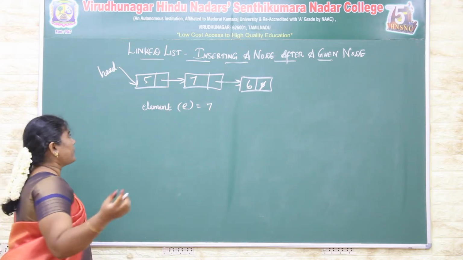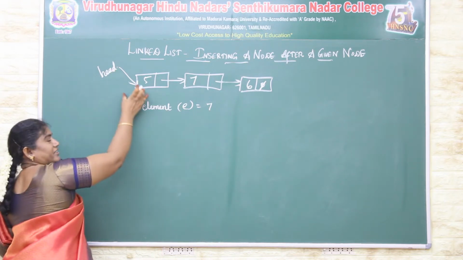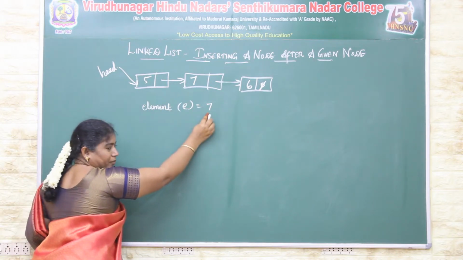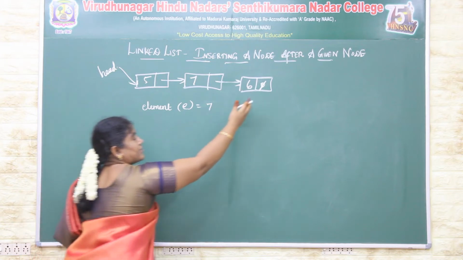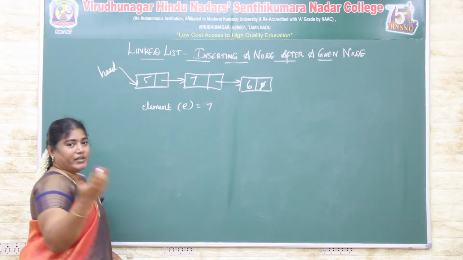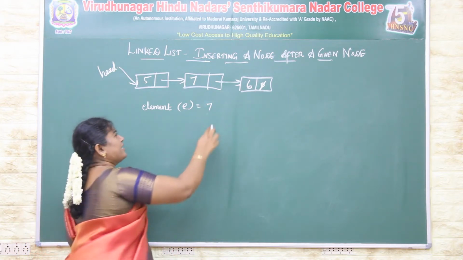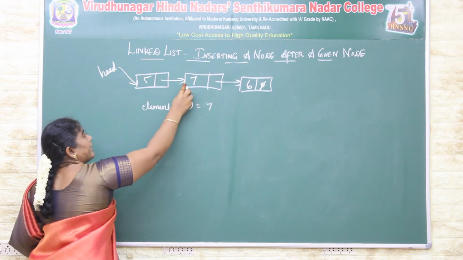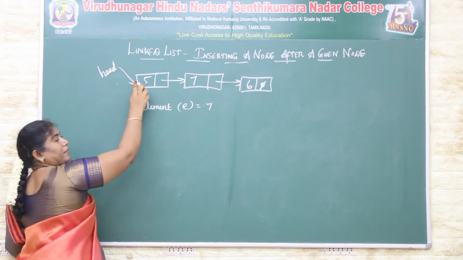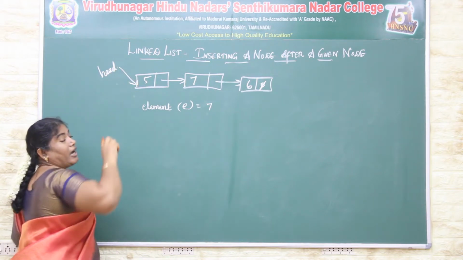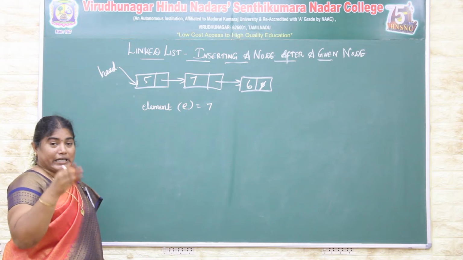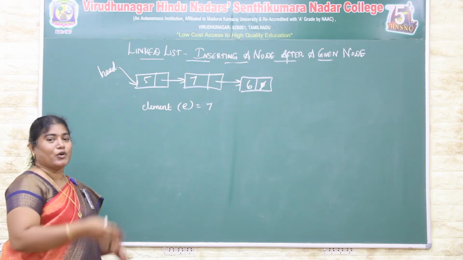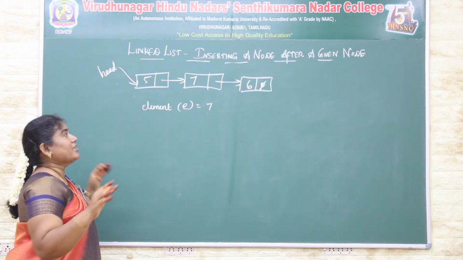But we know only the head pointer address, so we have to traverse until we reach the given element. Otherwise, if we reach null, then we can conclude that there is no such element present in my list, so I cannot insert. Here my element is present, so I start traversing from the head pointer. One important thing: while traversing we should not break the link. If you break the link, then the whole list will be lost.